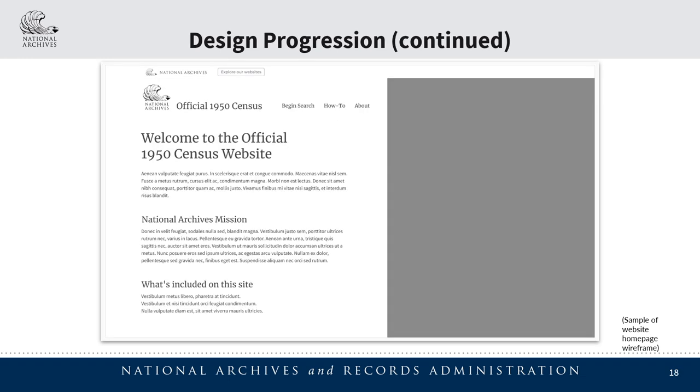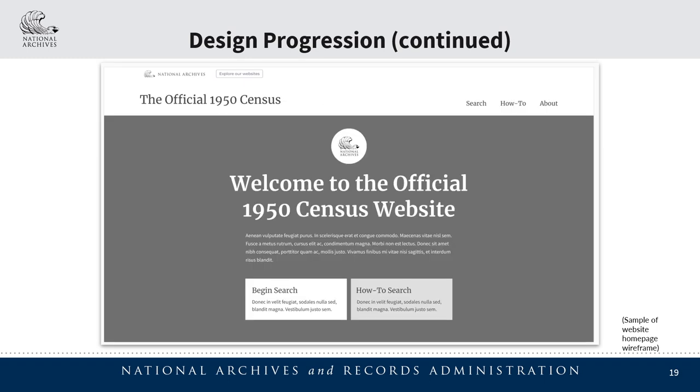So here we have another wireframe that was created during the design phase. We can see here that the design direction has shifted a bit based on some of the feedback that we received. So after several sprints and additional rounds of design iterations, and based on the feedback that we received during our demos, we landed on a general design direction for the site.